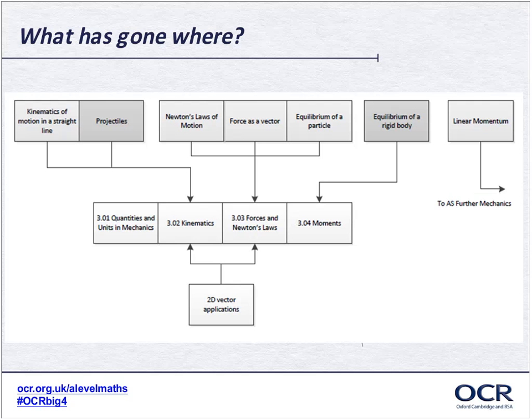So where has all the content gone from current M1? The current M1 is the lighter grey at the top, and current M2 in the dark grey. So the new content is a mix of the current M1 and M2. Linear momentum has gone off to AS further mechanics, of course.